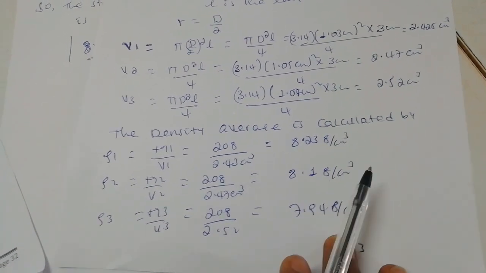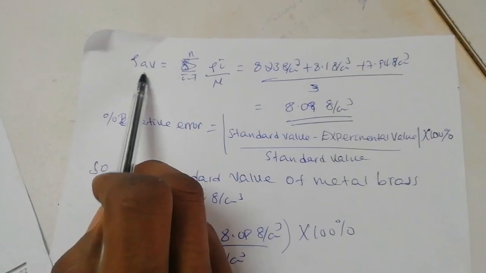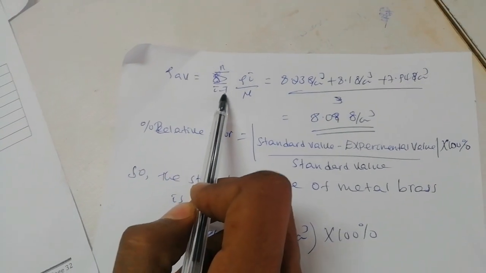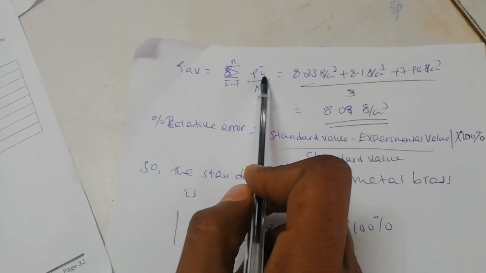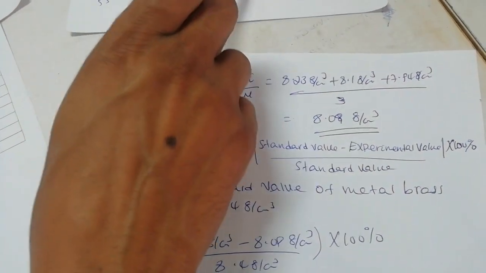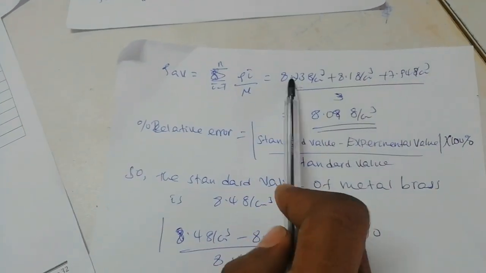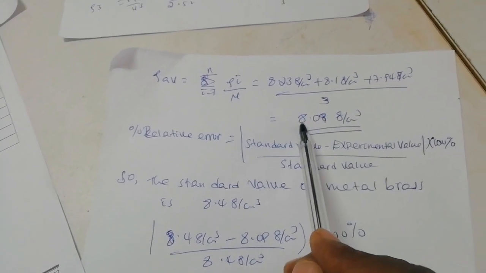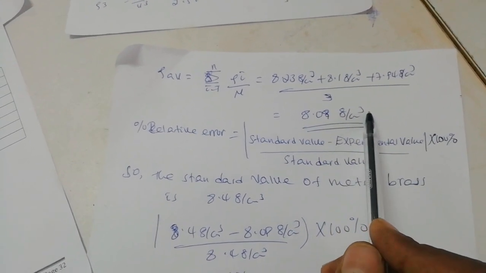We have three densities. When we find the average density, or the mean density, it is the summation of i from 1 to n of the individual measurement of density, divided by n. Individual measurement means we have density 1, density 2, density 3. So density 1 plus density 2 plus density 3, divided by 3. So we can say the average density is 8.09 gram per centimeter cubed.